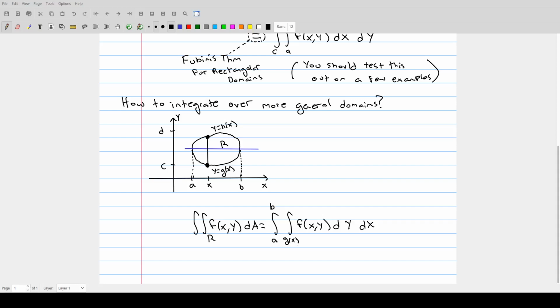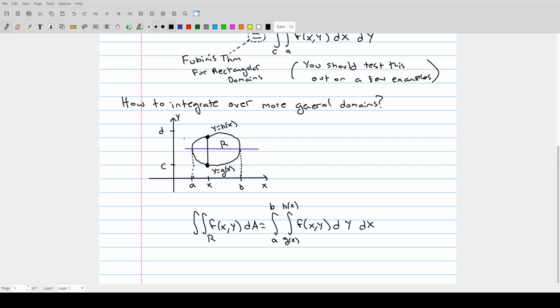We're going from a lower bound of g of x, whatever that is, at any x value, up to an upper bound of h of x. And this is the general way now that we have of integrating over a more general domain. We can consider even more general domains than this shape right here.